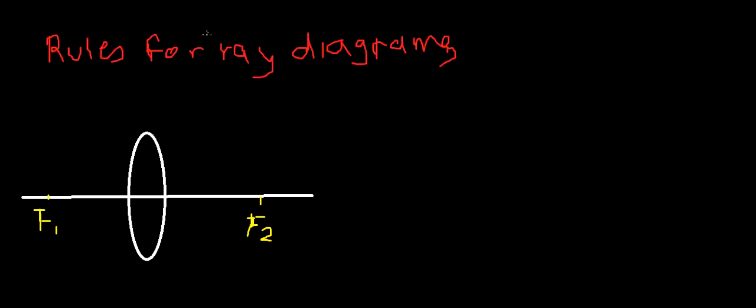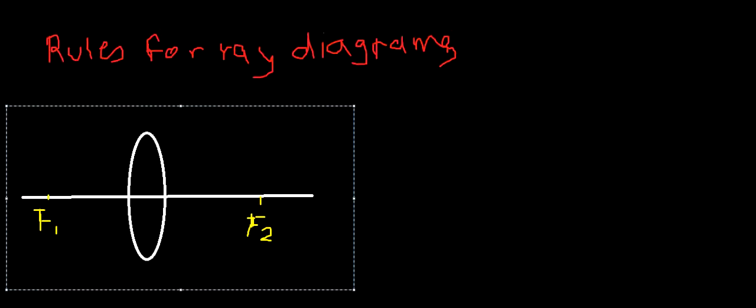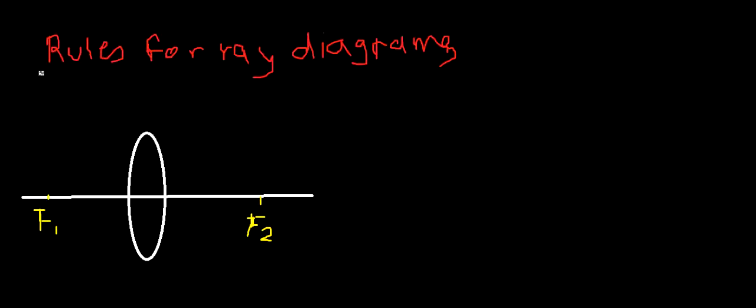So there are only three rules, and these are much easier. So I will better copy this to save the time. So I've copied it and will use it many times. So now the first rule is when the incident ray is parallel to the principal axis. So let's draw that. So this is my incident ray. This is when it is parallel to the principal axis.